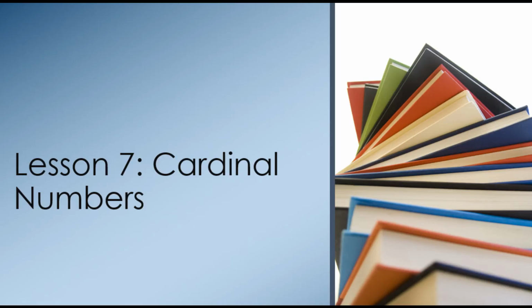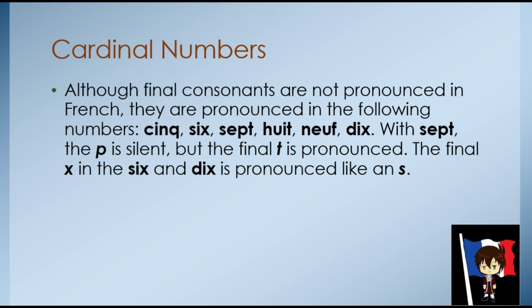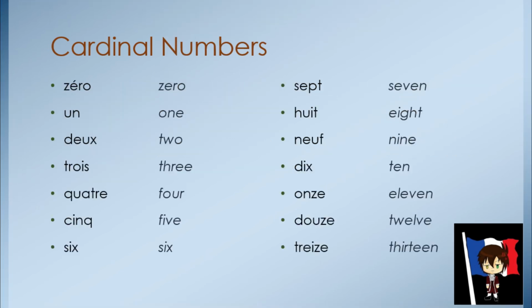That will be cardinal numbers. Although final consonants are not pronounced in French, they are pronounced in the following numbers, katulad ng 5, 6, 7, 8, 9, 10. With 7, the P is silent, but the final T is pronounced. The final X in 6 and dix is pronounced like an S. So ang basa dyan ay six and dix. Alright, so let's see the examples. I'll pronounce the French one and just look at the screen for the English translation na lang.